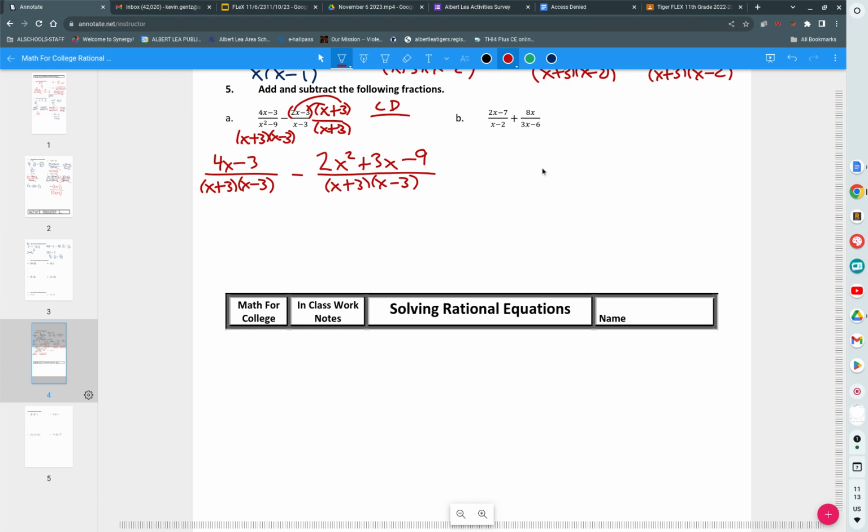And now it's time to subtract. Will it be a positive 2x squared or a negative 2x squared? Negative 2x squared. Is it 4x minus 3x or 4x plus 3x? So 4x minus 3x is positive x. And then notice it's negative 3 minus a negative 9. That's going to be negative 3 plus 9, which gives you a total of 6. That all sits over x plus 3 times x minus 3.